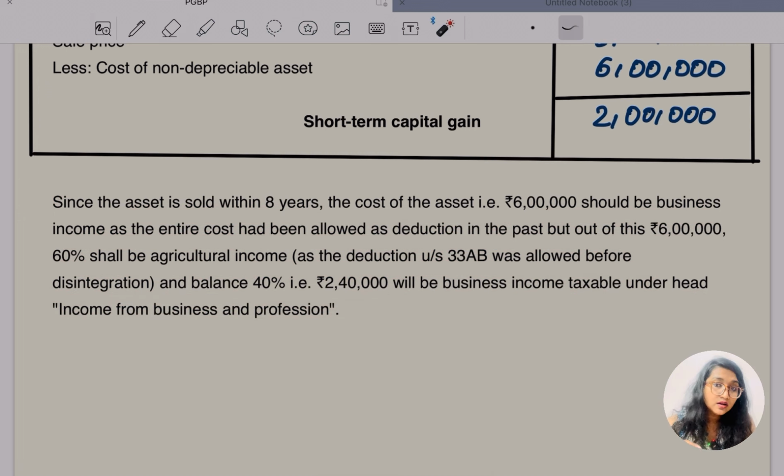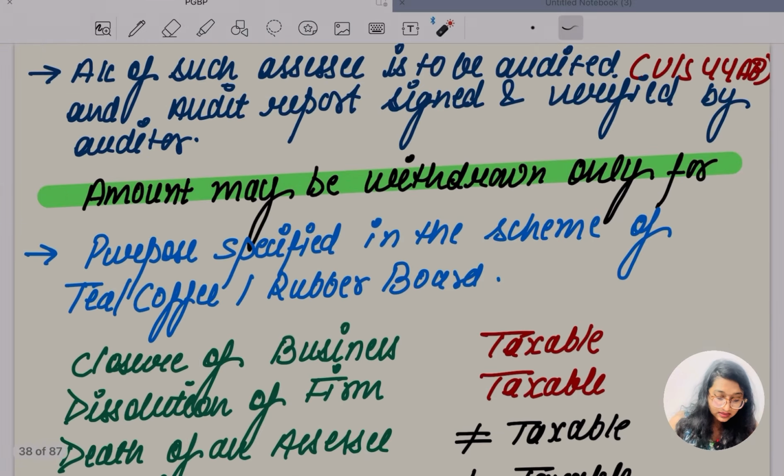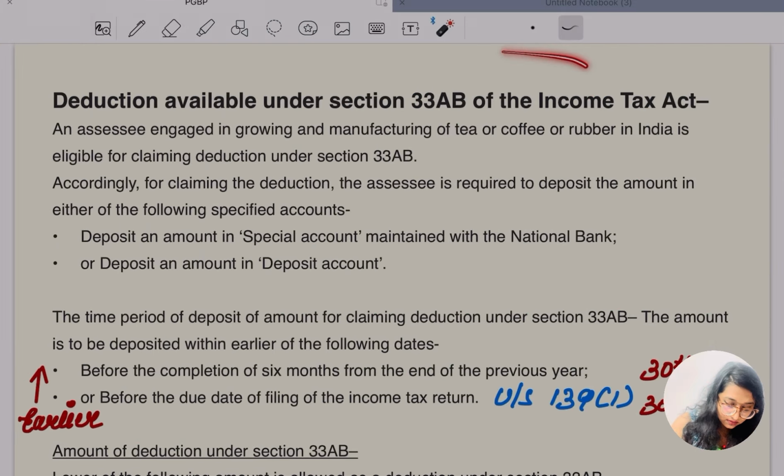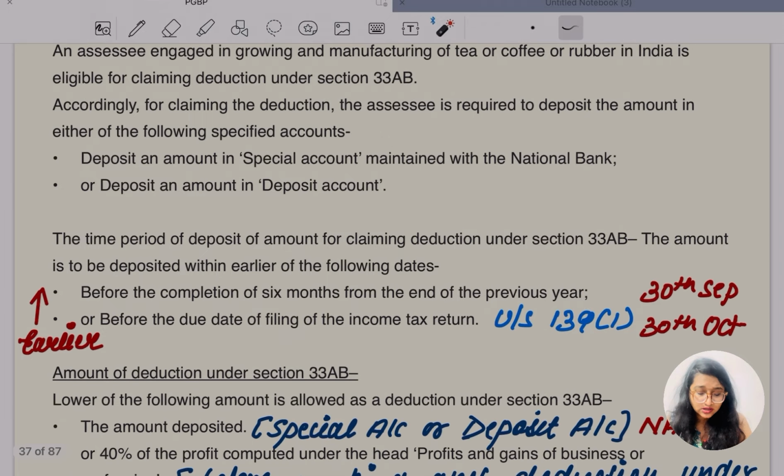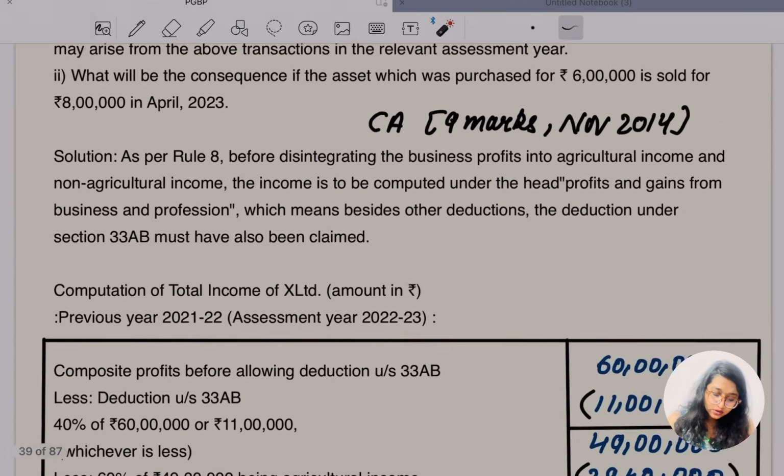Okay, so there is one more point, which is saying in this case, to claim the depreciation deduction under section 33AB, the SSC cannot sell the asset. ठीक है, for 8 years. ठीक है, the SSC can sell it after 8 years from claiming the deduction under section 33AB. ठीक है, so this point was all about this.